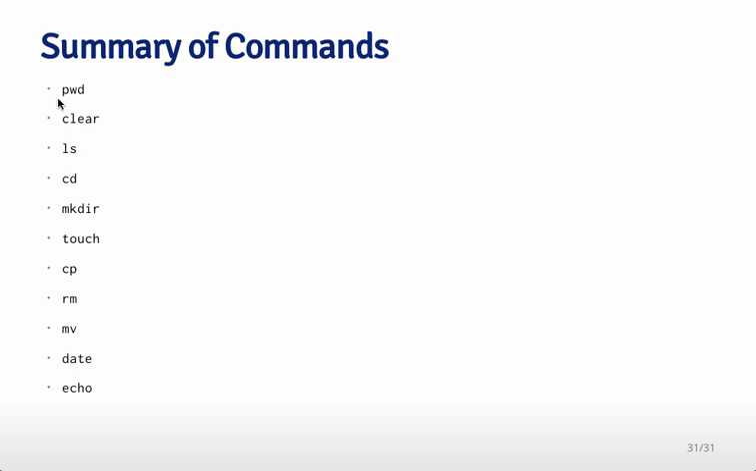So the summary of commands are pwd, which is print working directory and just tells you what directory you're in. Clear, which clears the screen. ls, which lists the files in the current working directory. cd, which allows you to change working directories. mkdir, which creates a new directory. Touch, which creates a new file. cp, which copies a file. rm, which removes a file or directory if you use the -r flag, sorry. And mv means moving a file or renaming a file. And then date and echo are ways to look at the date or to echo out a particular command.